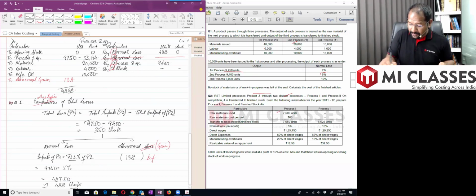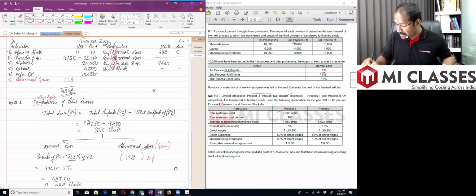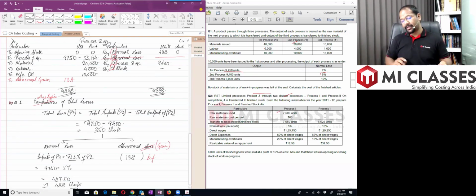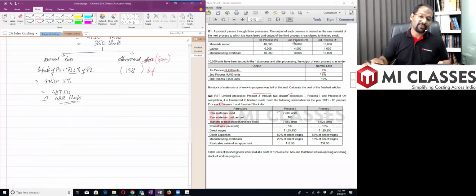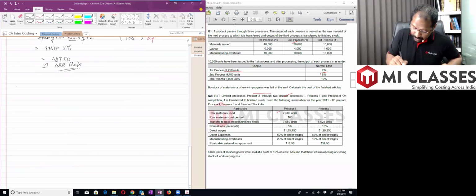9,888 units. So what we have done: 9,750 plus 138 is 9,888, and 9,400 plus 488 is 9,888. It is matching. My debit total units and credit total units are matching, which means I am good to go to the next working note number 2. Very good.